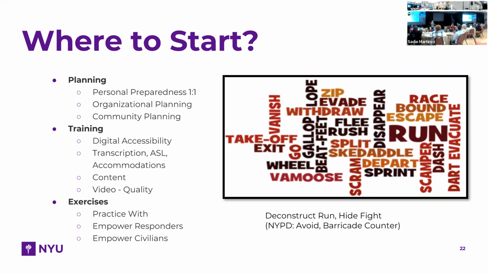Planning, training, and exercising is critical. Plan with, not for. When we think about planning, we think personal preparedness is critical. Then organization planning: looking within your organization, talking to folks with grown children in schools or people who work at schools, that's an organization. Hospitals, community organizations. The training itself needs to be accessible.